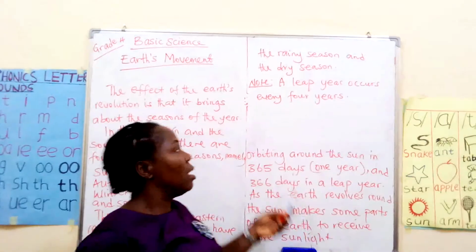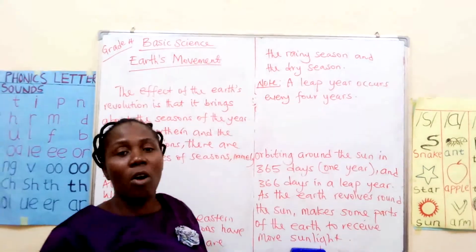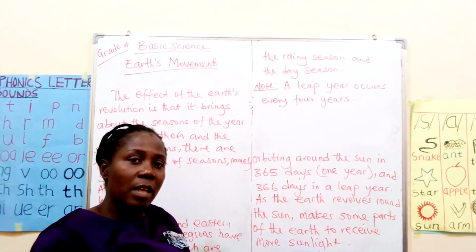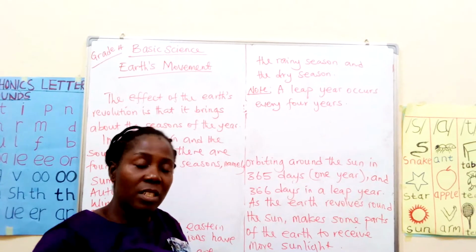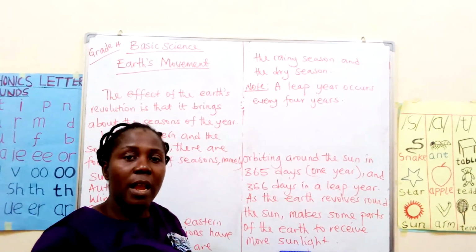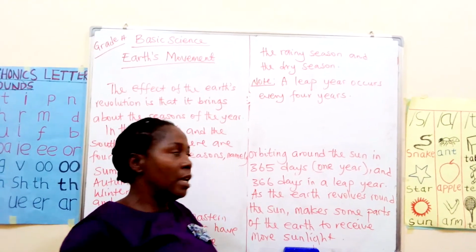Please take notes. I said earlier that a leap year occurs every 4 years. Like this year, this our 2020. Now, this year is a leap year. If you count 4 years from now, that's when the next leap year will occur. And that year will have 366 days.